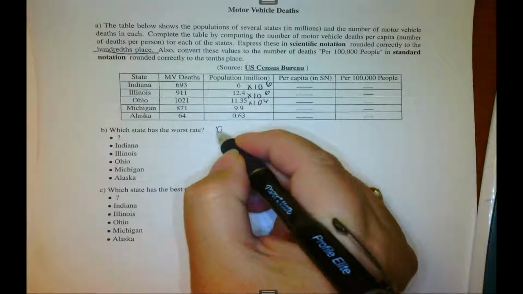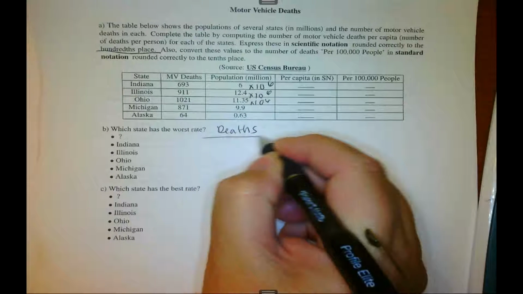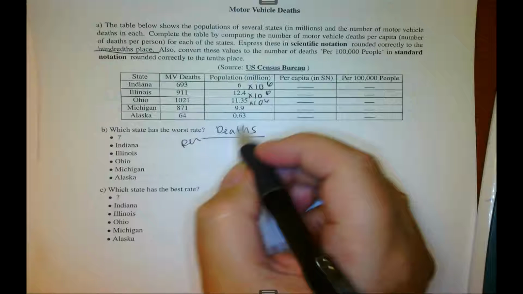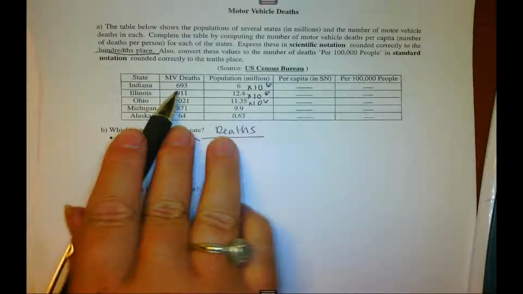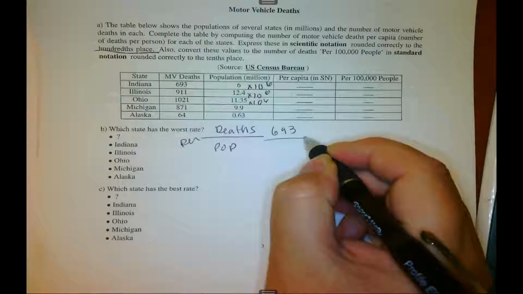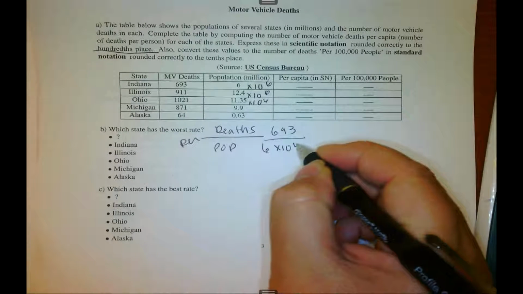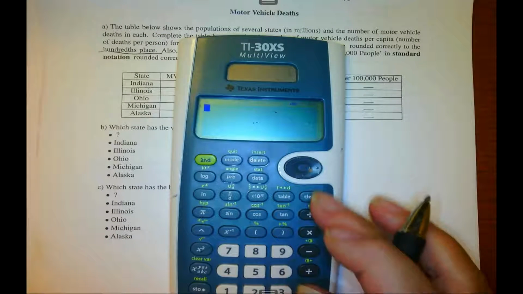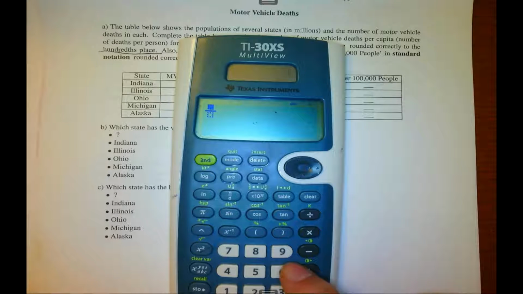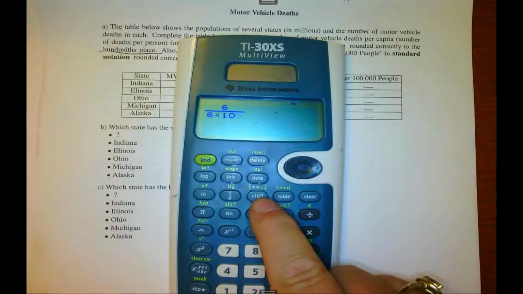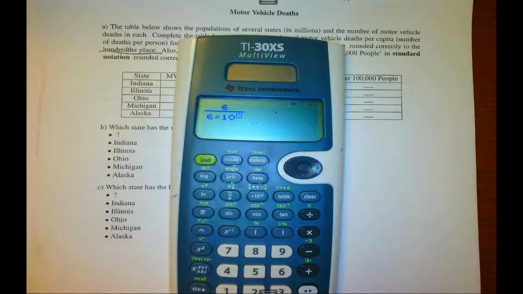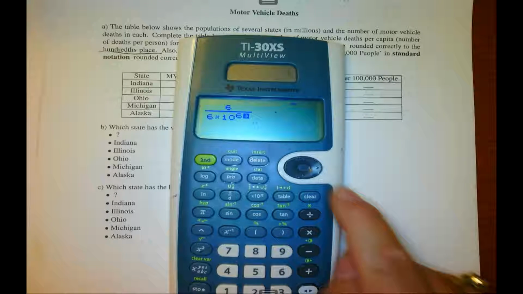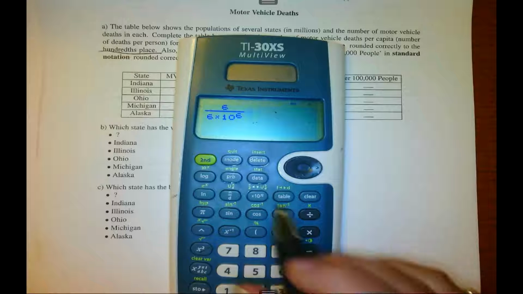So it's deaths per capita. So deaths divided by capita, which is population. So for Indiana, 693 divided by 6 times 10 to the 6th. The easiest way is to use handy dandy here. Hit your fraction button. 6, directional arrow down, 6 times 10. There is an exponent key. I just don't use it. I use the caret. Okay. Make sure you have that as an exponent, and I hit enter.